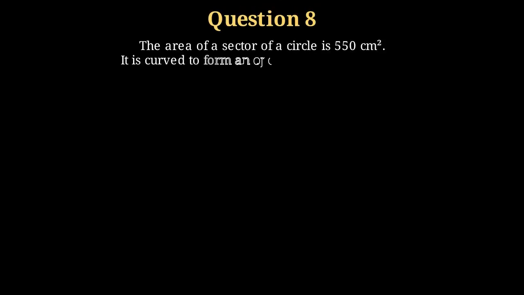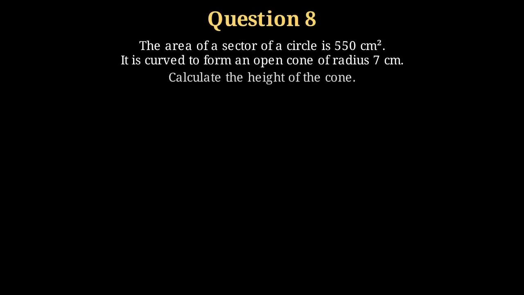Question 8. A sector of a circle, with area 550 square centimetres, is curved round to form an open cone with base radius 7 centimetres. We need to find the height of the cone.